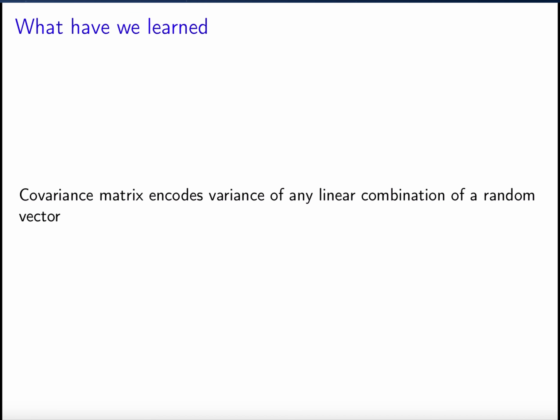So what we have learned here is that the covariance matrix encodes the variance of any linear combination of a random vector, and also that if you consider a data set with d-dimensional data points, the sample variance of any linear combination of those data points is captured by the sample covariance matrix. Thank you very much.